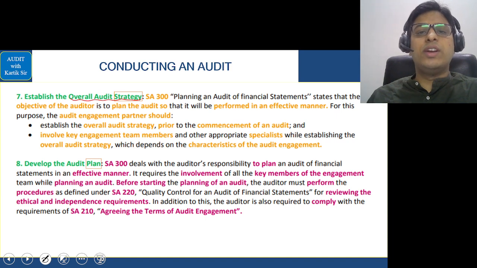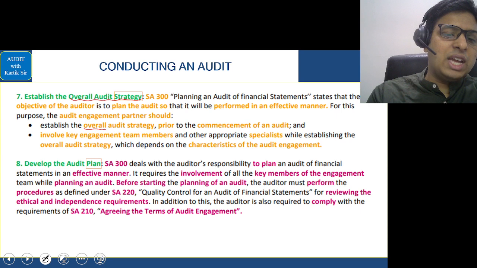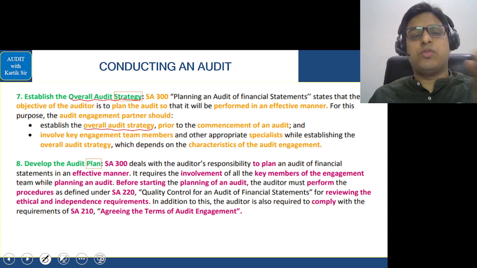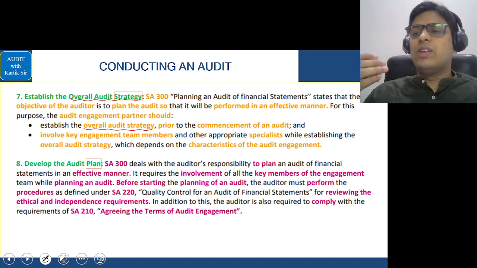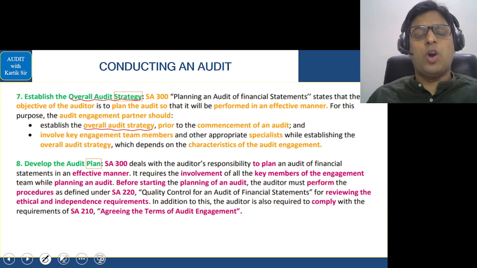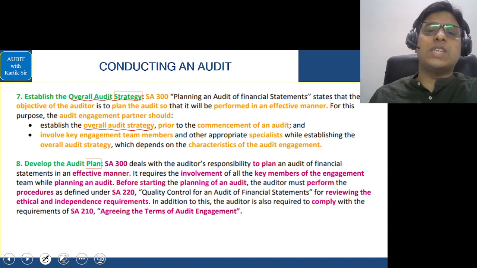And in chapter number 2, when we did audit strategy, what you have to remember is that whenever we establish the overall audit strategy, it will be, of course, before the audit starts, because we'll first make the strategy, then will come the planning, and then we'll start with the program of audit. Okay, audit programs will be there. So our overall audit strategy will be there.